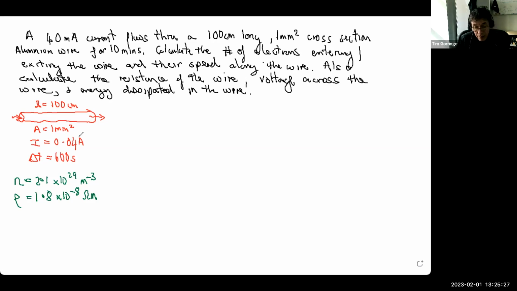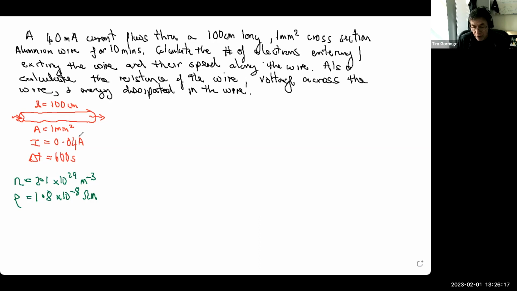We're going to figure out the number of electrons that are entering and exiting the wire during that 10 minutes. We are going to figure out the velocity of those electrons that traverse the length of the wire. We're going to figure out the resistance of the length of wire and the voltage across that length of wire. And finally, we're going to figure out the energy that's dissipated in that length of wire over 10 minutes.